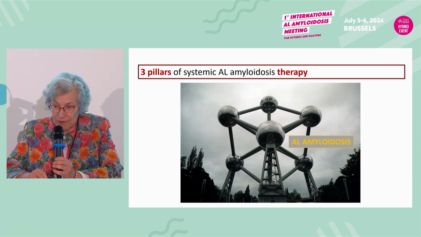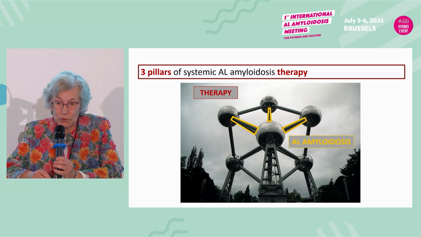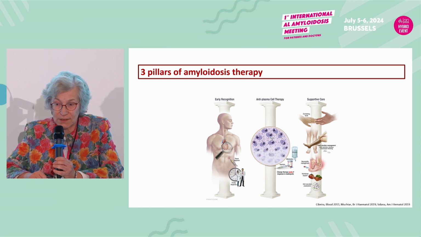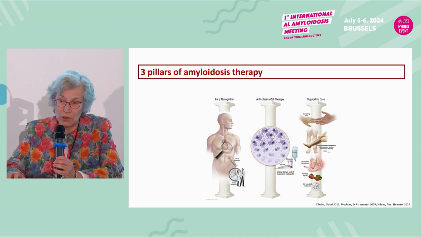When you have the diagnosis, you have staged your patient, it's time to speak about therapy, and it's also important to remind that there are 3 pillars in the treatment of patients with AL amyloidosis. First is early recognition, second is anti-plasma cell therapy, and third, but certainly not the last, supportive care.